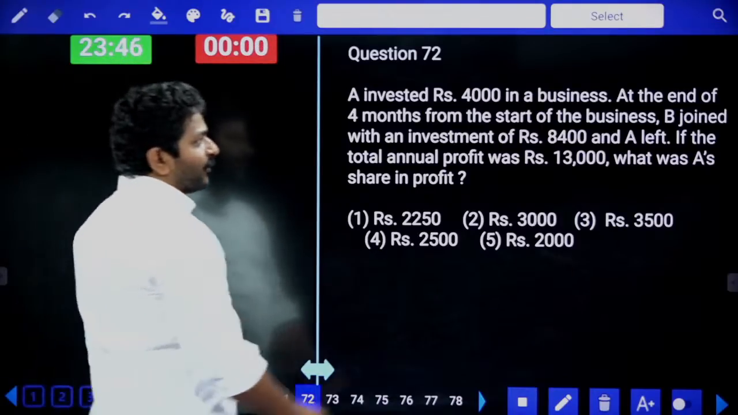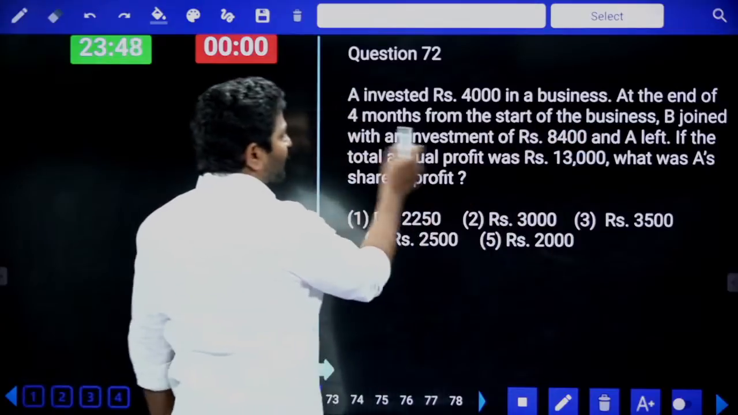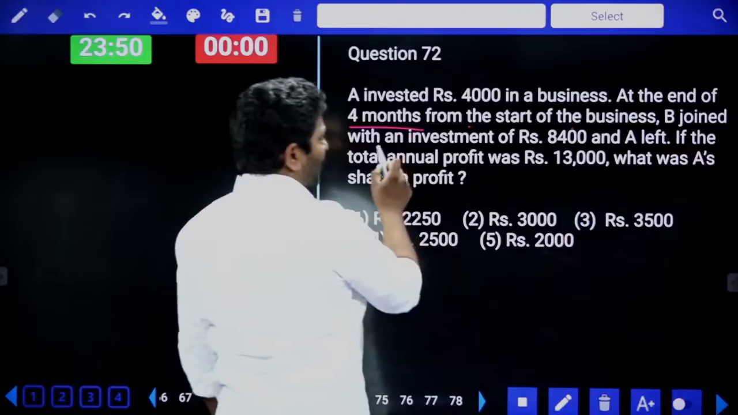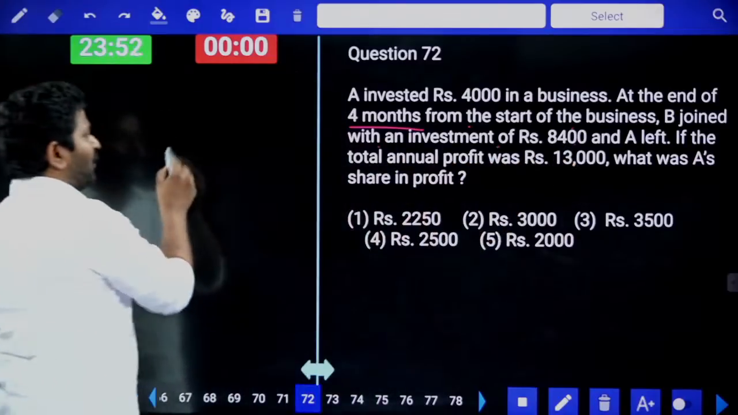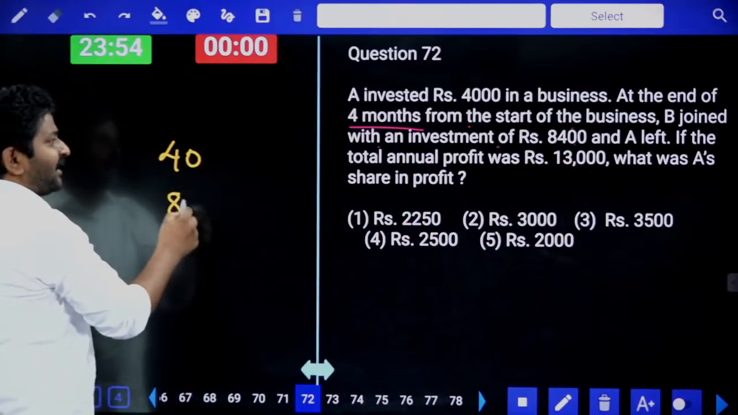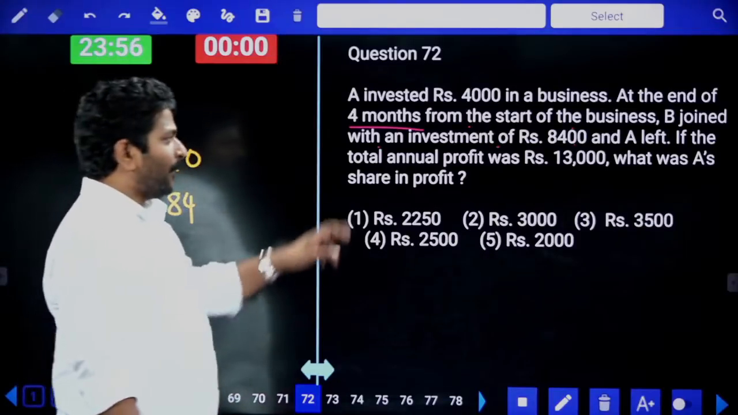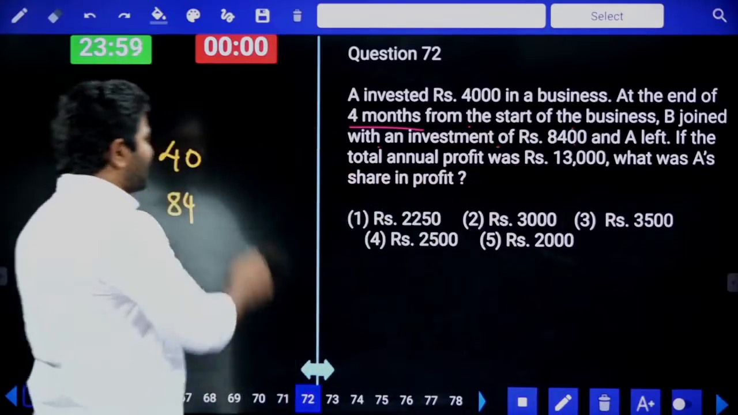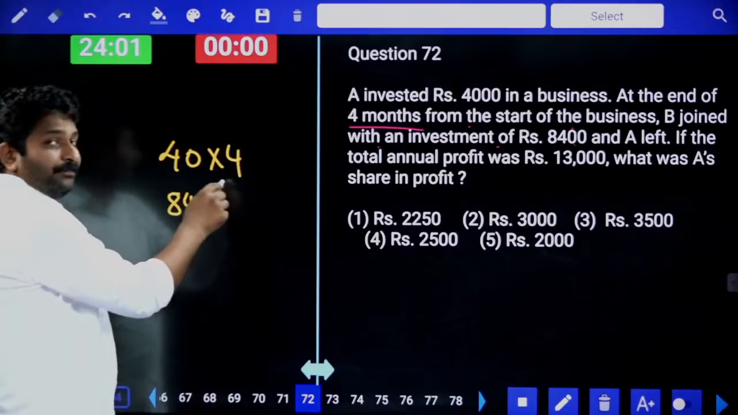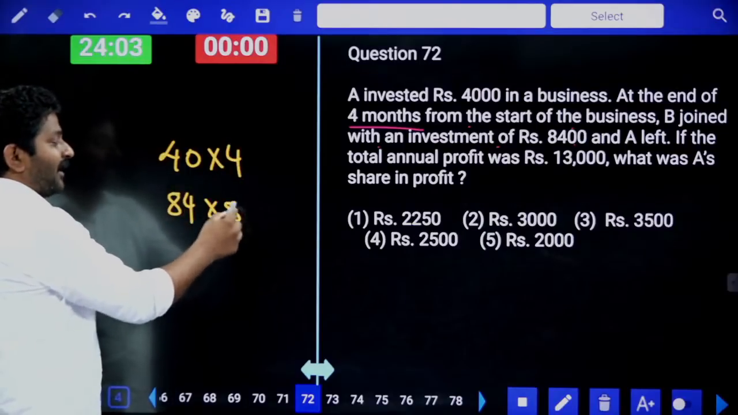A invests 4,000 in a business. At the end of 4 months from the starting of the business, B joined with an investment of 8,400. So I'll write investments as 80 and 84 because two zeros are common. If the annual profit... A is there in the business for only 4 months. B joined after 4 months, so he will be there for 8 months.